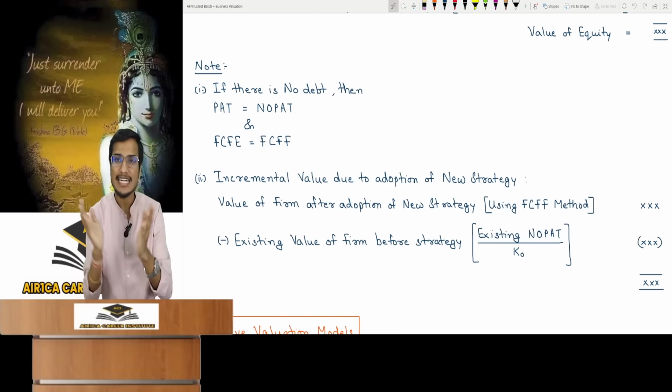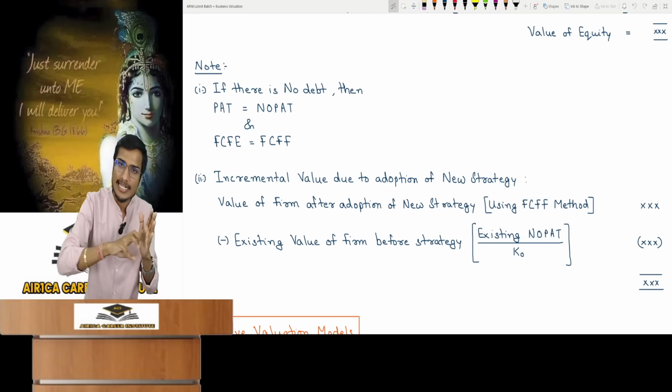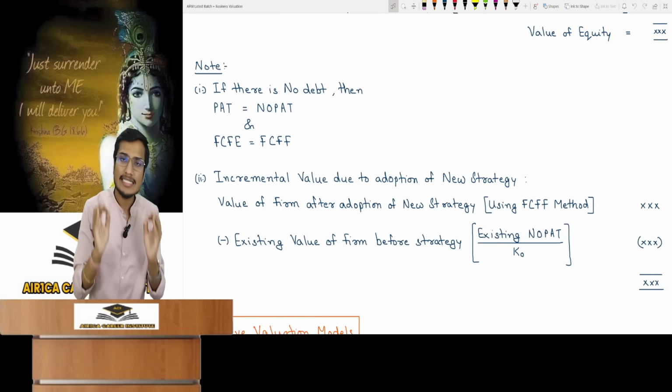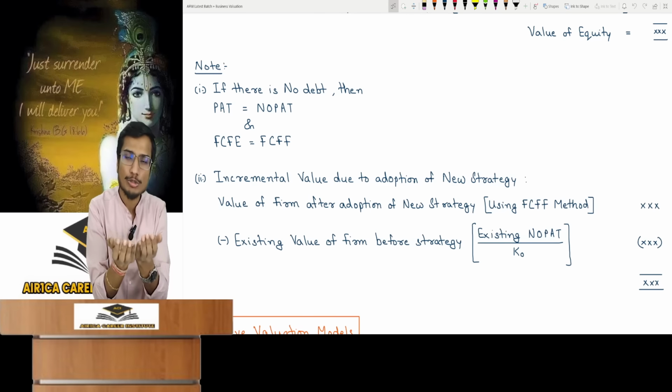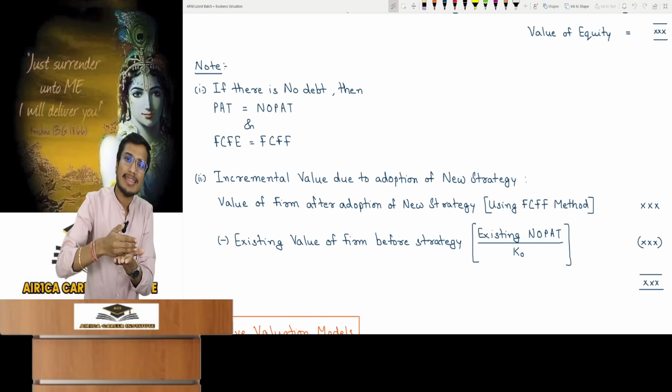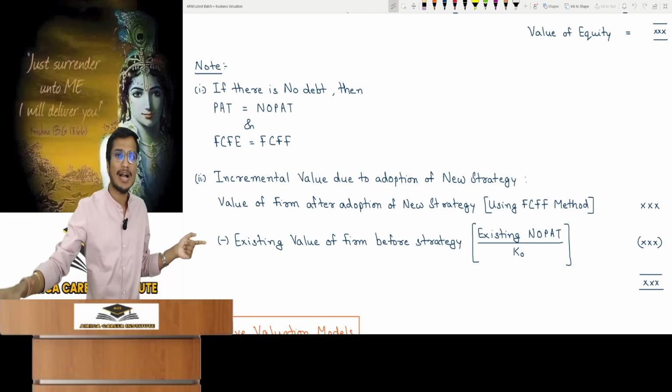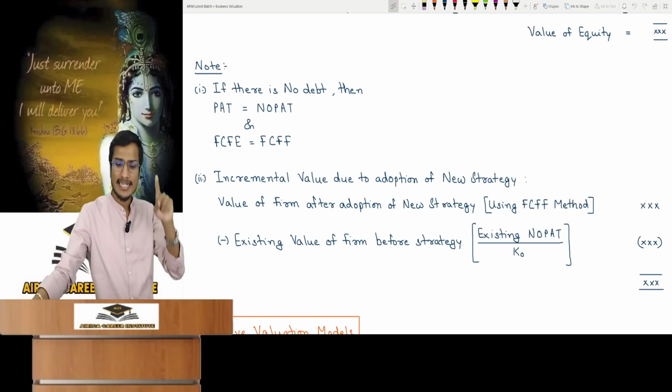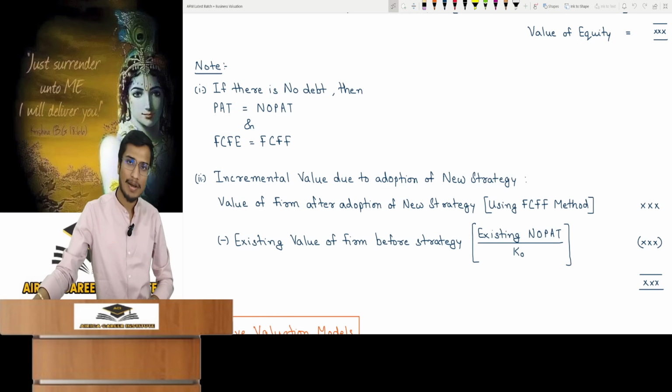Meaning if the company does not follow a new strategy, it will continue with its existing strategy. If it continues with the existing strategy, the company will still have some value, right? So determine the value of existing versus new strategies. This difference becomes the incremental value from strategy adoption. A question on this comes and I will show you.